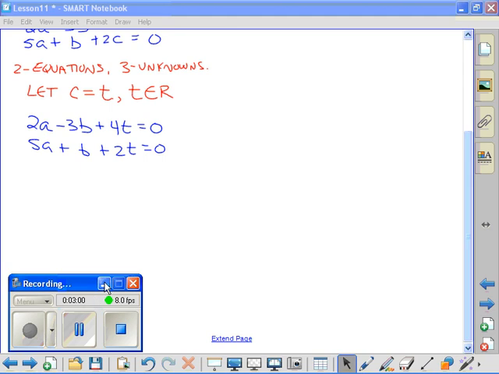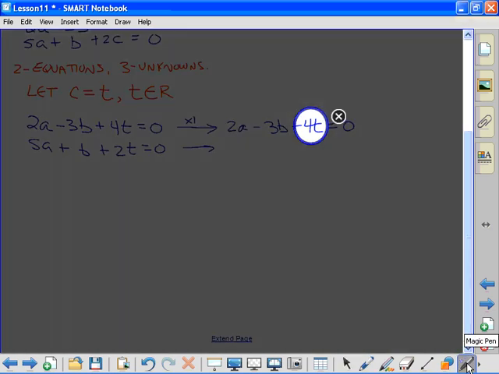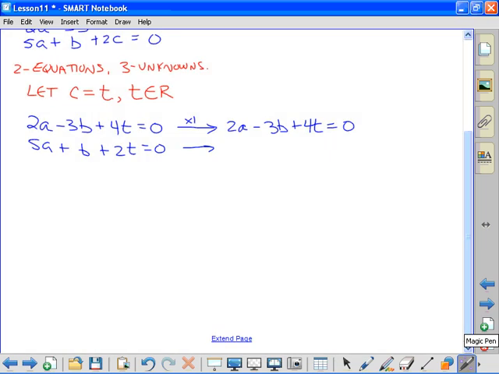All right, so we now have two equations with three unknowns. So now we treat it and solve it like we would with two equations, two unknowns, just with elimination. I'm going to leave that top equation alone: 2a minus 3b plus 4t equals 0. And now remember this 4t, because I've said we've solved for t, t can be any number you want. It's just a number now. It's no longer a variable.